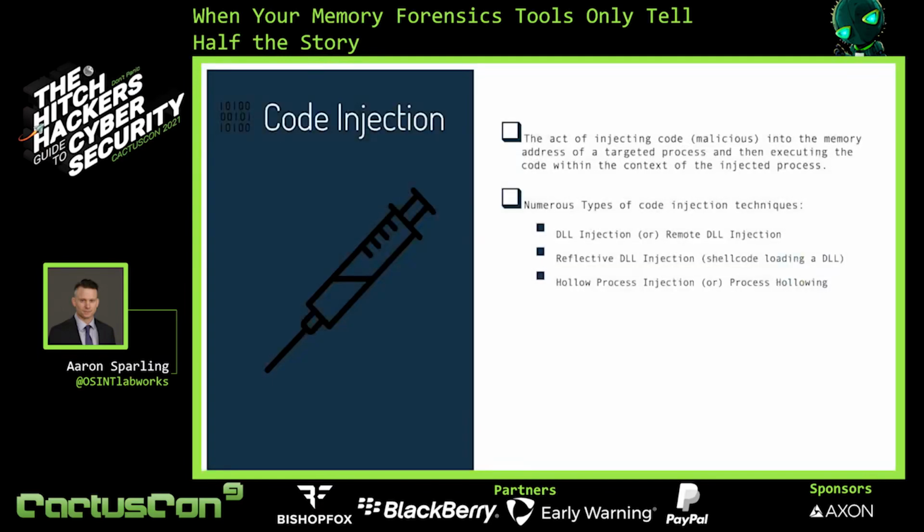So let's loosely define code injection. For the purpose of the presentation, I'm just going to say it's the act of injecting code, and in this case, malicious code, into the memory address of a targeted process, and then executing that code within the context of the injected process. Now, I know there are numerous types of code injection techniques out there. I've listed probably the 3 that I think are the most recognized and that maybe you guys might be the most familiar with. And that's DLL injection or remote DLL injection, reflective DLL injection, which is sometimes leveraged by shellcode loading a malicious DLL, and hollow process injection or process hollowing.